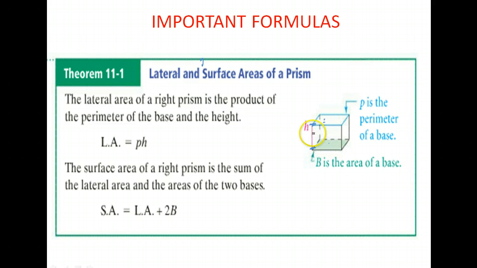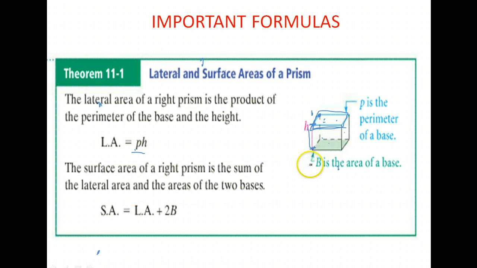bases. So lateral area, the formula is you take the perimeter times the height. And when we say perimeter, we mean the perimeter of one of your bases. So we would add these sides together and then multiply by our height. And what that does is it gives us the area of every single face around the outside edge.